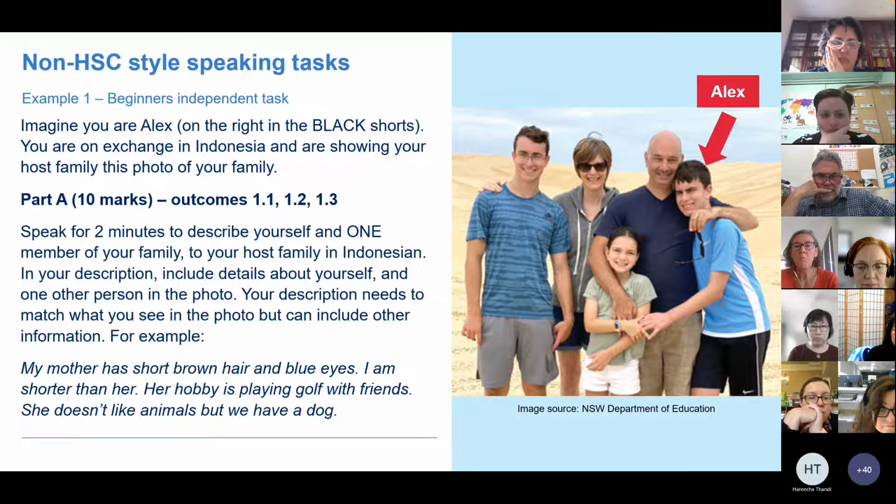Okay, this is an example of a non-HSC style independent task for beginners Indonesian. It only assesses one macro skill, speaking. It focuses on limited topics, family life, people, recreations and holidays, and it doesn't mirror the HSC. This is part A, so please just read through it.